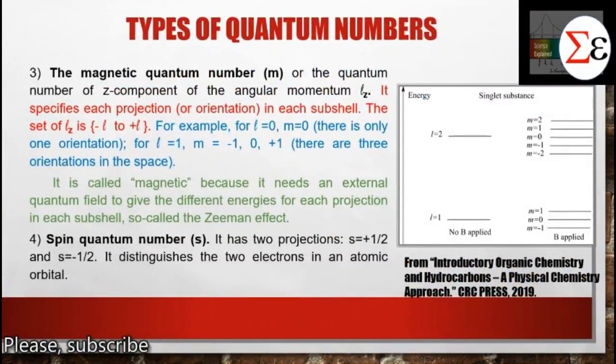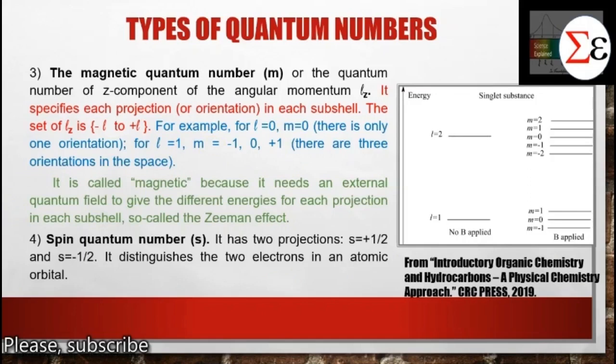The magnetic quantum number m, or the quantum number of the z component of the angular momentum, Lz, specifies each projection or orientation in each subshell. The set of Lz is a set of discrete numbers from minus L to plus L. For example, for L equals 0, m is 0. Then there is only one orientation. For L equals 1, m is minus 1, 0, and plus 1. Then there are three orientations in the space.